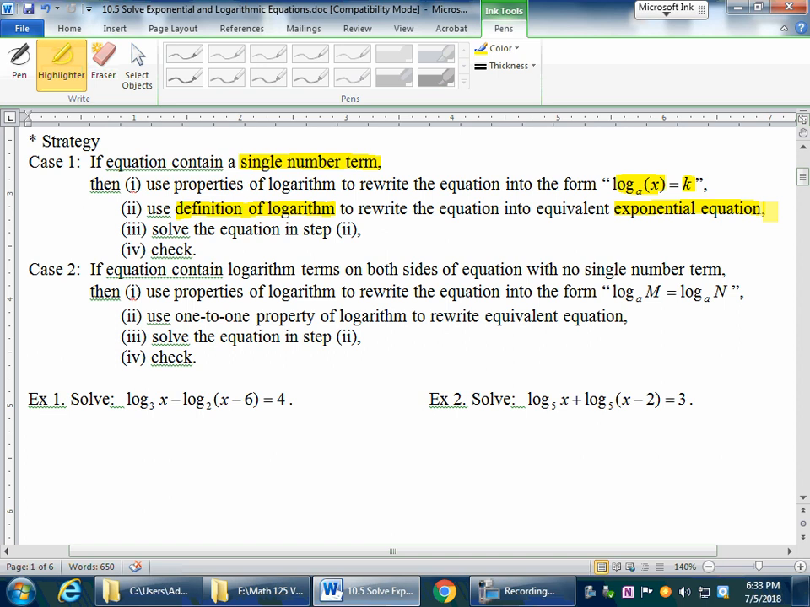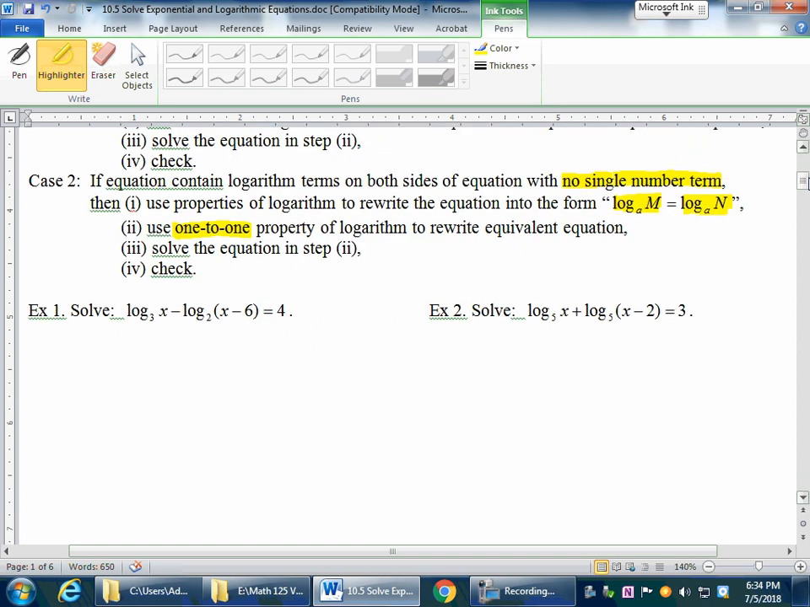If the equation contains multiple logarithm terms, meaning logarithm terms on both sides of the equation, and no single number term, so that's a key thing, no single number term, then we're going to rewrite the equation with a logarithm term on the left-hand side and a logarithm term on the right-hand side using the properties, which is condensing it. Then we use the one-to-one property to say that the arguments of the logarithms must be equal, and then we solve that. And finally, the most important thing right here: no matter which case of logarithm equation, you always need to check.